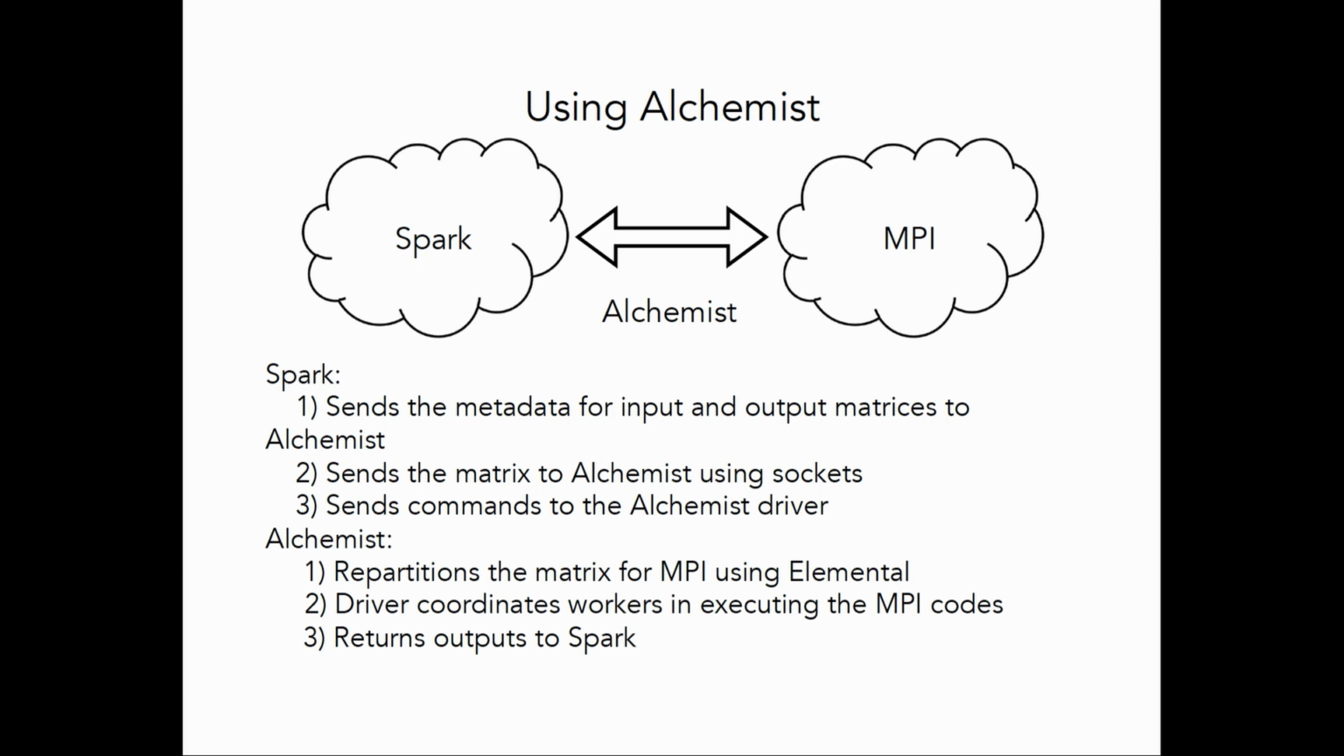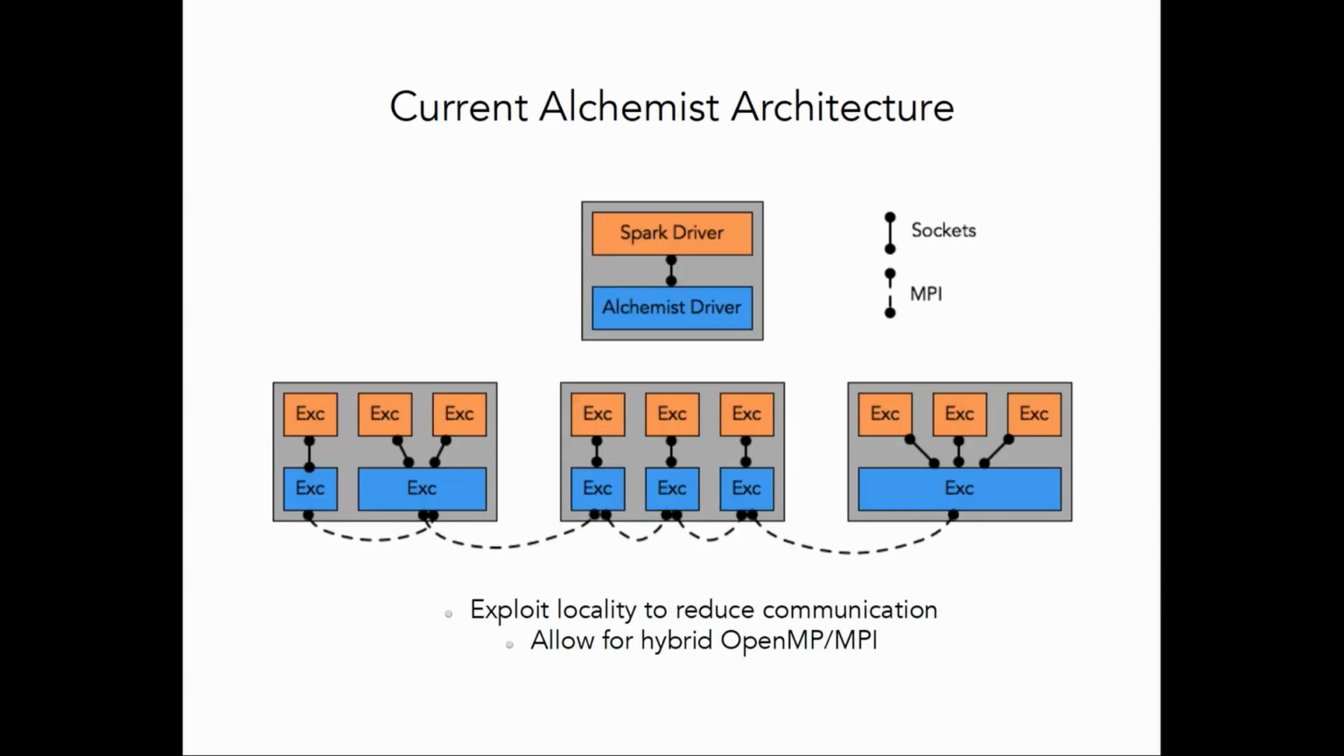So we have Spark. This is what the user sees. There's a gateway here. It's going to call MPI. Spark's going to send the metadata for I/O to Alchemist. That's going to use sockets. We'll see the picture for that. It'll send commands to the Alchemist driver, and Alchemist will repartition the matrix for MPI. Right now it uses Elemental. It could use other things, but we're using Elemental right now. And it's going to coordinate workers and execute MPI codes, and it's going to send the output back to Spark.